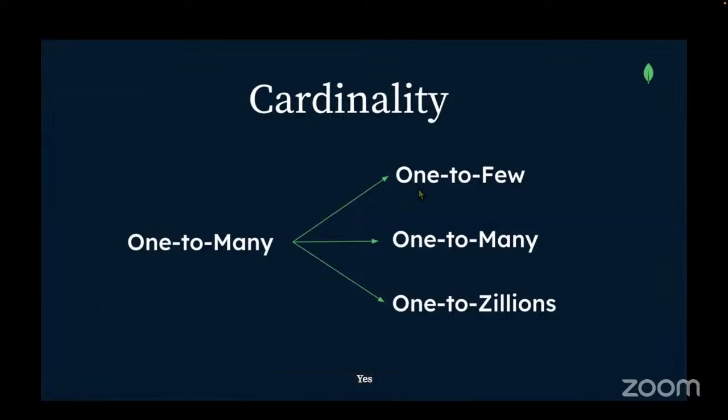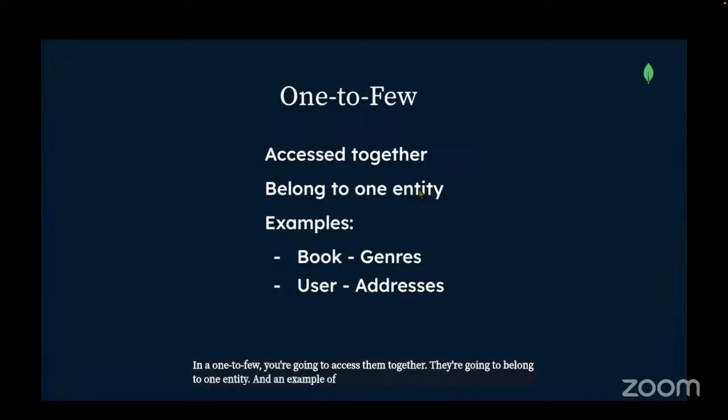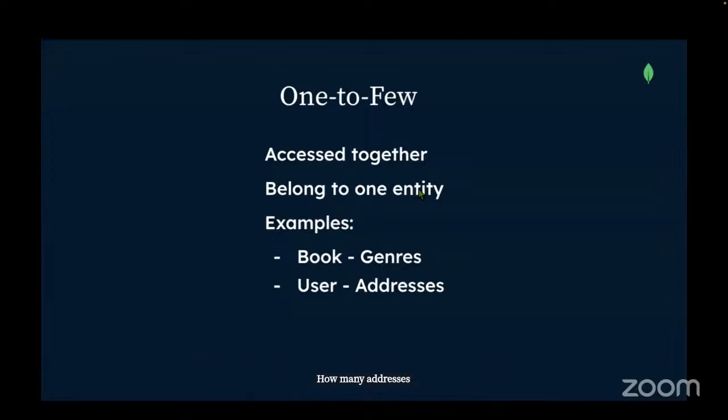Yes, it is. It's a BSON imposed limit. Yep. So cardinality, as it relates to expressing these relationships, in a one-to-few, you're going to access them together. They're going to belong to one entity. An example of one-to-few is books to genres. It's probably not going to be a zillion genres. It's going to be a relatively smaller number. And users to addresses. How many addresses does a user typically have? Not many. It's going to be few.